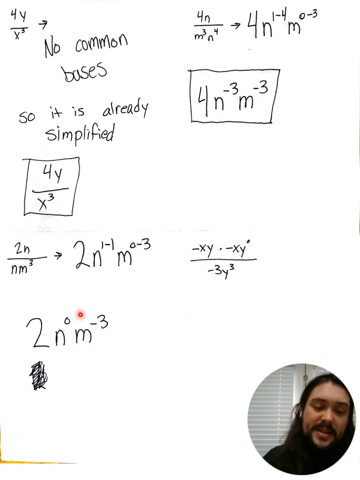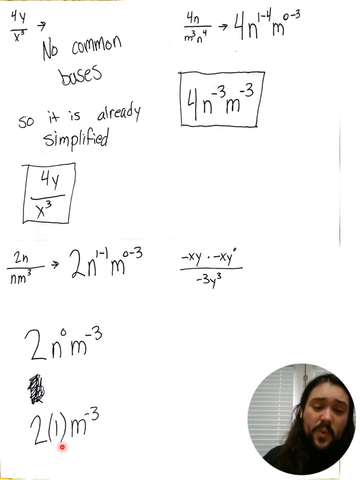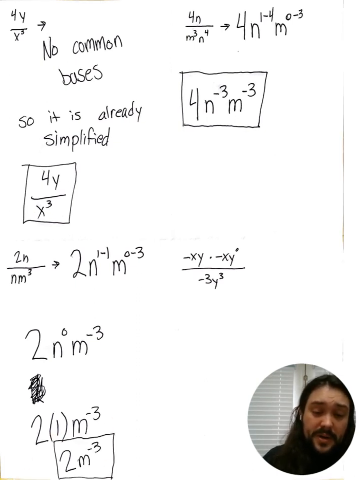So 2 n to the 0, m to the negative 3. N to the 0, anything to the 0, remember, is just 1. So we have 2 times 1 times m to the negative 3. 2 times 1 is just 2. So our answer, 2m to the negative 3.